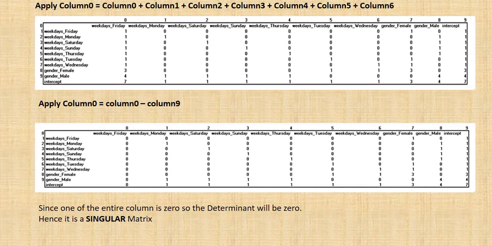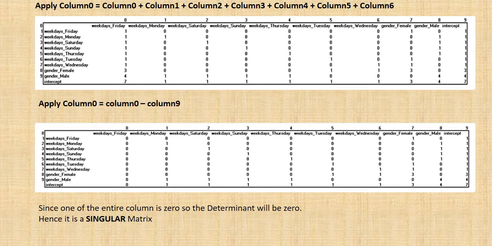After that, we'll apply a column transformation again, and we'll say column 0 equals column 0 minus column 9, which will result in the elements of the 0th column being 0. And since an entire column is 0, the determinant is 0, hence it is a singular matrix. A singular matrix means the determinant of that matrix is 0. So this is how the dummy variable trap scenario is generated.